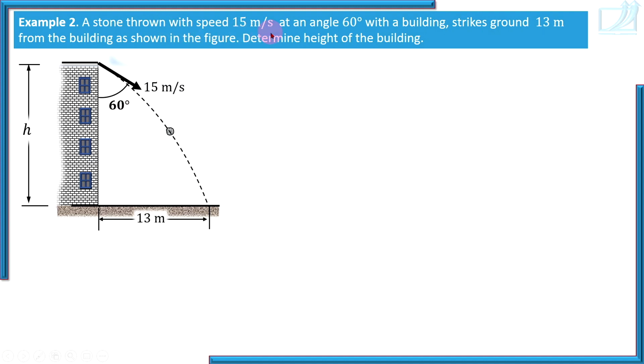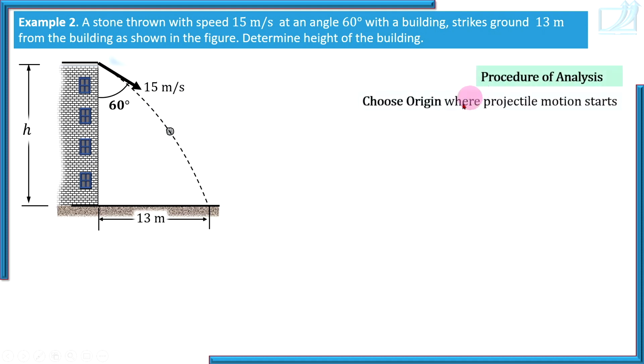Read this problem. A stone thrown with speed 15 meters per second at an angle 60 degrees with a building strikes ground 13 meters from the building as shown in the figure. Determine height of the building. Okay, so from top of the building a ball is thrown. So when you are solving a projectile motion problem, you will think in this manner only.